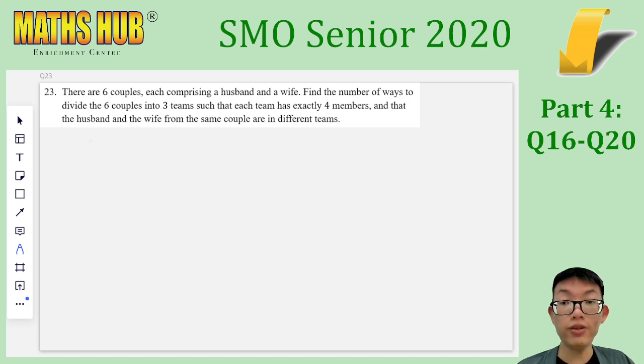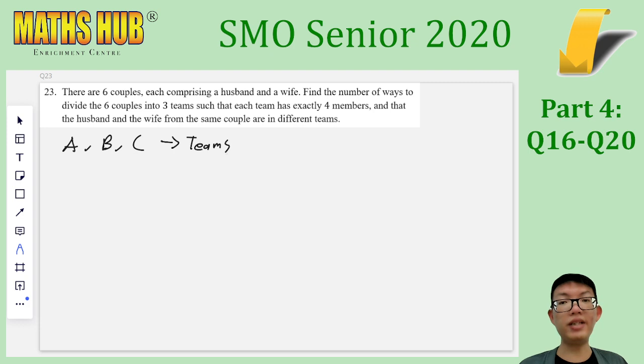Now, the first thing I'm going to do is to give the names to the teams A, B, and C, which are temporary names. Why I say they are temporary is because technically the teams are not named. So we will need to take note of this later when we are counting the different possibilities.